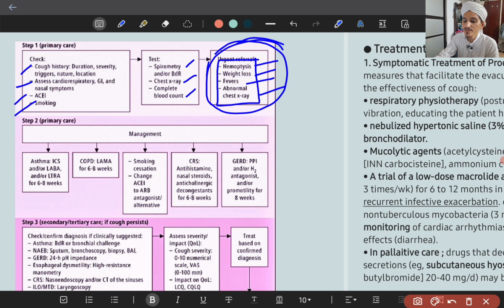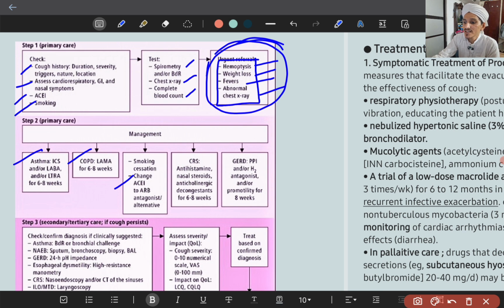If asthma is the cause, you give inhalational corticosteroids or long-acting beta 2 agonist or leukotriene receptor antagonist for 6 to 8 weeks. In case of COPD, you give LAMA, long-acting muscarinic antagonist, for 6 to 8 weeks. If there is a drug used by the patient, an ACE inhibitor, and there is no other cause like cardiac, respiratory, GI, or upper respiratory cause, then you should suspect the ACE inhibitor. Then you replace that ACE inhibitor with some other drug like an ARB.